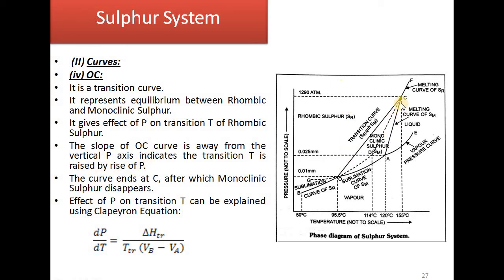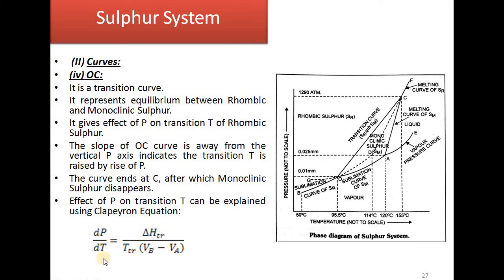Now this curve ends at point C, after which no monoclinic sulfur exists. Monoclinic sulfur disappears after point C. Now, effect of pressure on transition temperature can be explained by using Clausius-Clapeyron equation.